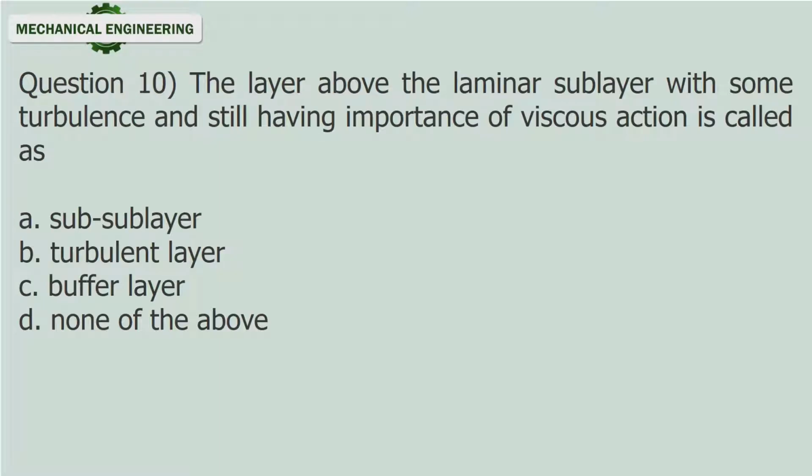Question 10. The layer above the laminar sublayer with some turbulence and still having importance of viscous action is called as A. Sublayer. B. Turbulent layer. C. Buffer layer. D. None of the above. Answer: buffer layer.